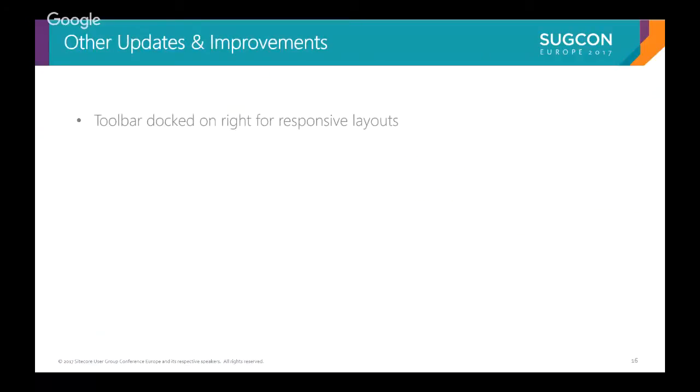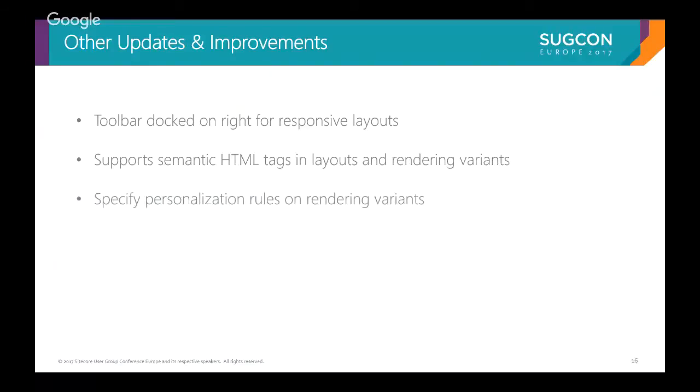Some of the other improvements in 1.3 help with responsive layout design. The toolbar is now docked on the right-hand side. It used to float on the left-hand side or even dock on the left, but now it's docked on the right to not get in the way of responsive layout. It also supports semantic HTML tags in layouts and variants. Previously, tags like article, header, or footer weren't supported, but those are now supported. And you can also specify personalization rules on rendering variants. That's something that wasn't there before.